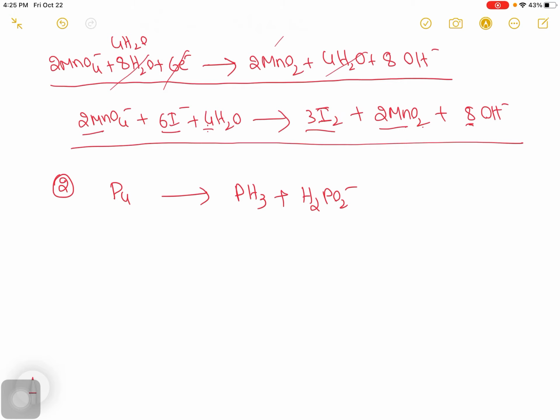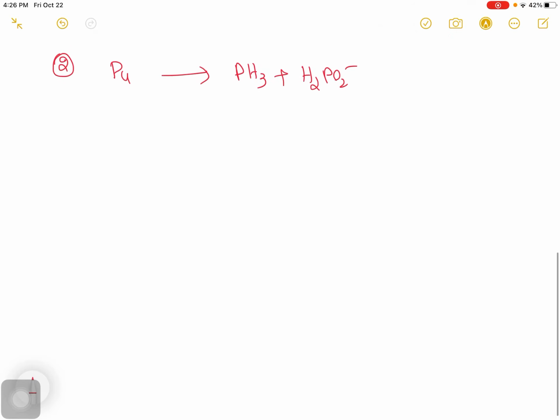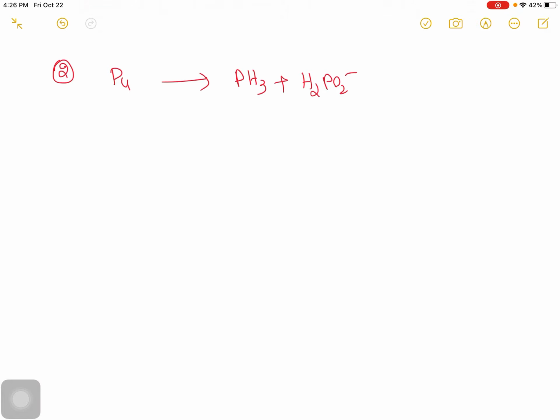In the previous equation, manganese and iodine both were present, two different atoms. One atom undergoes oxidation and the other atom undergoes reduction. But the speciality of this equation is that only phosphorus undergoes both oxidation and reduction. This is called disproportionation.